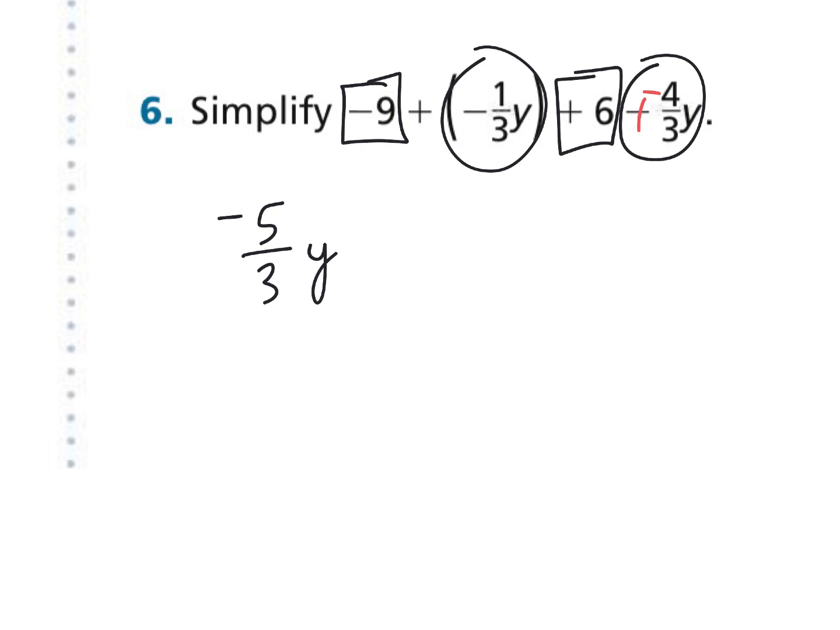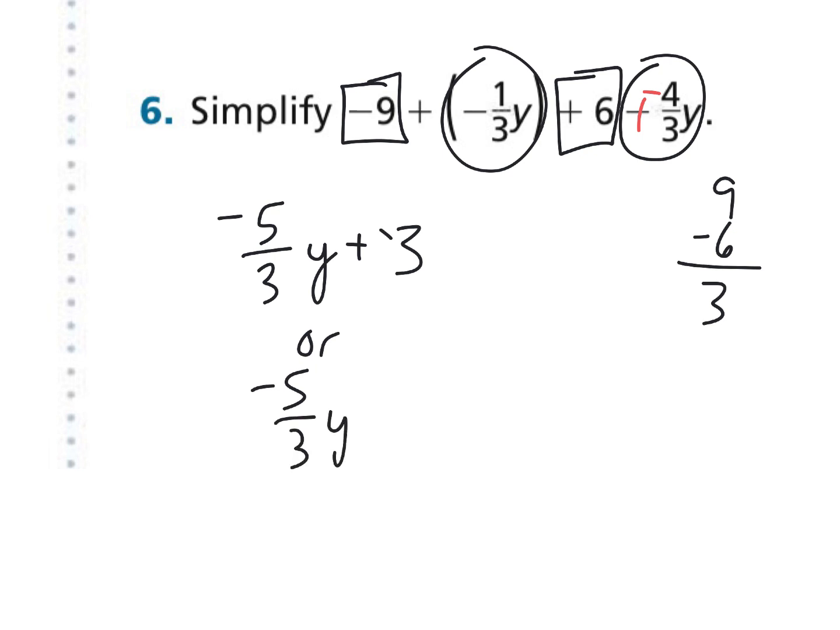And then -9 plus 6, there are different signs, so they're fighting it out. And we subtract and we get 3. And we had more negatives, so you could either put plus -3 or you could just put -3.